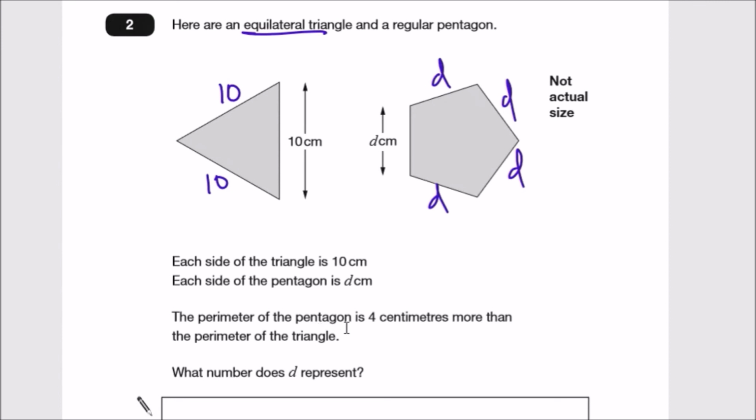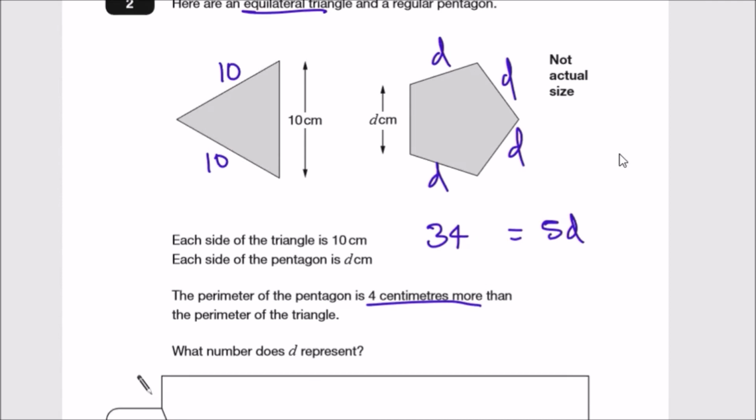The perimeter of the pentagon is 4 centimeters more than the perimeter of the triangle. So the total perimeter of the pentagon is 4 centimeters bigger than the triangle. What does D represent? So if that's the case, that means if we add 4 more to the triangle, we have 10 plus 10 plus 10 plus 4, this tells us that 34 centimeters of the triangle must be equal to the sum of the D's. So if you go 5 D's, it'll be 5D centimeters. I can get rid of the centimeter for a second. So 34 must be 5D.